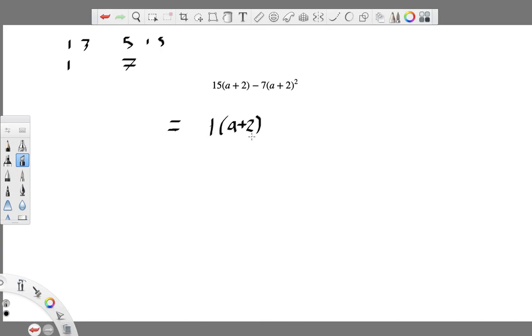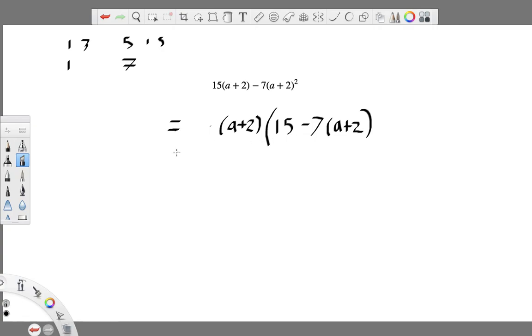Obviously in maths we don't really write that, so we'll just drop that. So again, we'll set up our big bracket. So what did we multiply the bracket a plus 2 by to get 15 in brackets a plus 2? Well, of course 15. And then what did we multiply the bracket a plus 2 by to get minus 7 a plus 2, where the bracket is squared? Well, minus 7 a plus 2, like that.